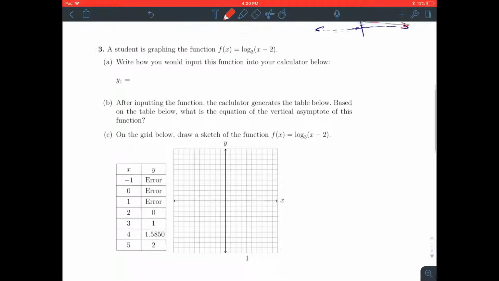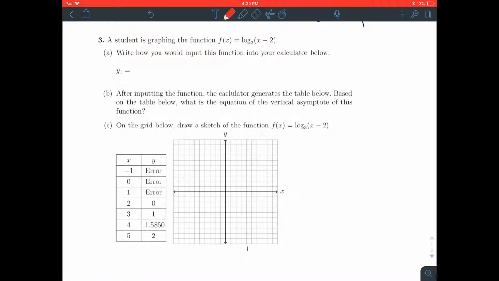Next up, the student is graphing the function f of x equals log base 3 of x minus 2. Write how you would input this into your calculator. To input it into our calculator, we have to do log of the expression divided by log of the base. That's why 3 is on the bottom when we plug it into the calculator.